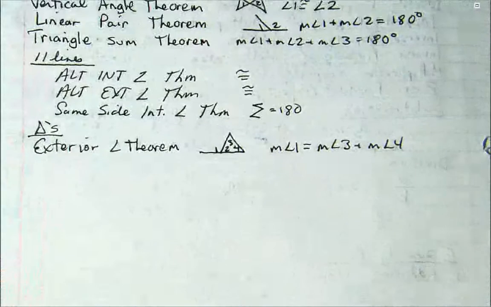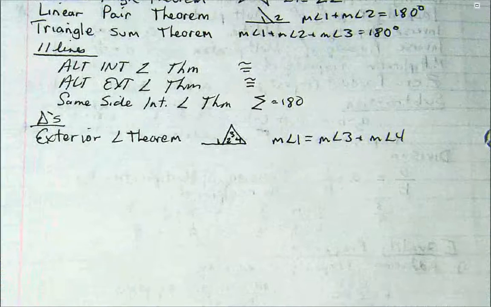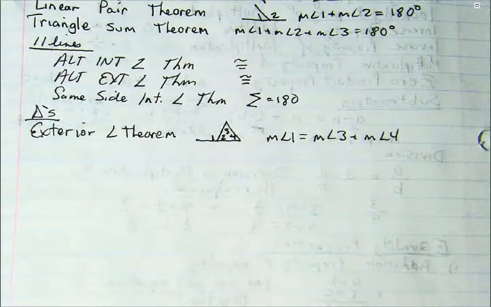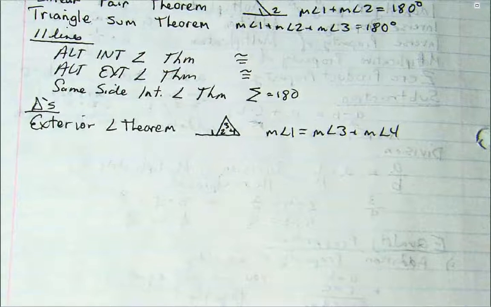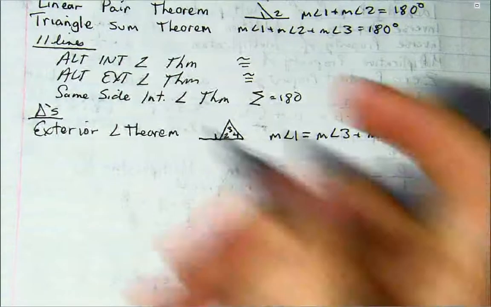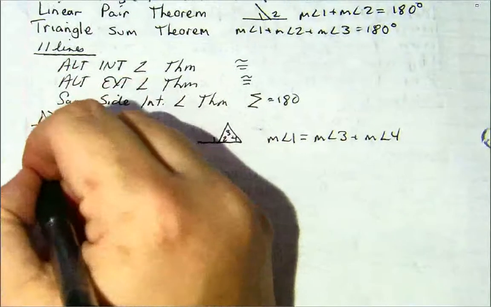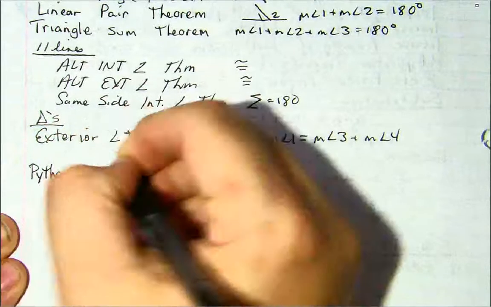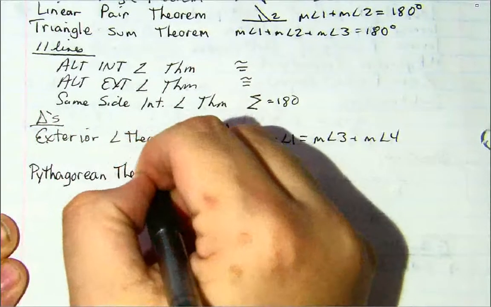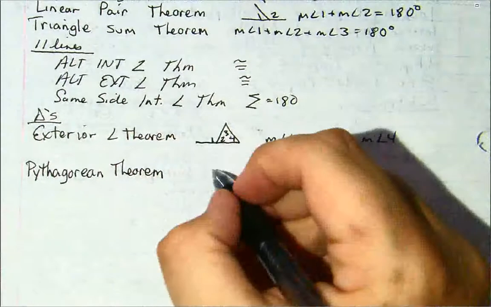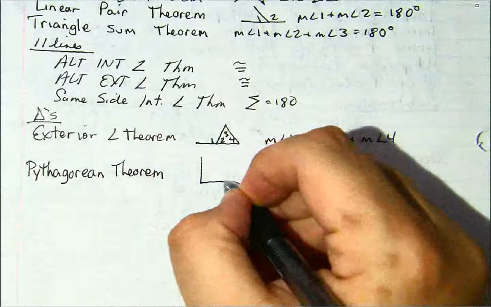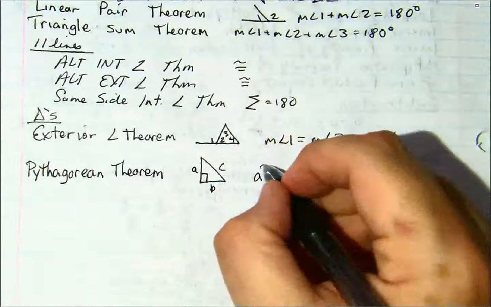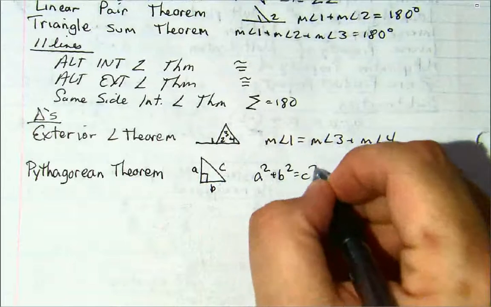Where the exterior angle is equal to the sum of the remote interior angles. Any other theorems that you can remember? Oh, a big one: the Pythagorean theorem for a right triangle ABC. A squared plus B squared is equal to C squared.